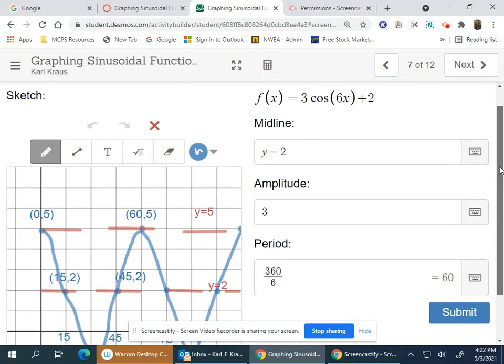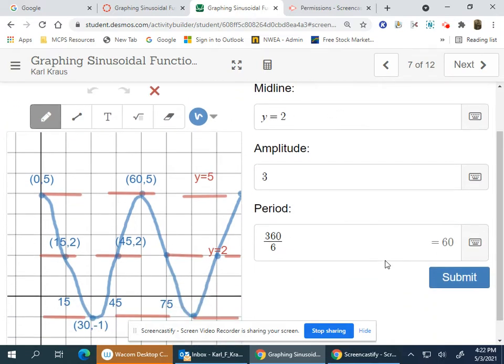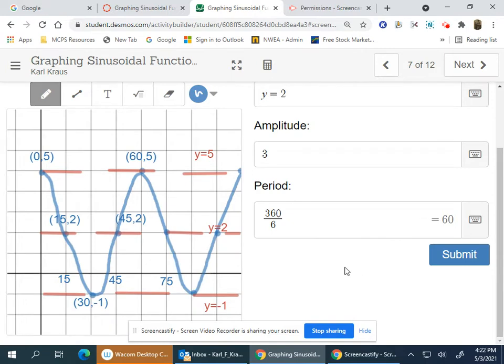So the first one, they give you the equation 3 cosine 6x plus 2. Here's the midline, y equals 2. The amplitude right here is the 3. The period is 360 over 6, which is 60. So in this case, I use the scale of 15. This would be 15, 30, 45, 60 is right here.